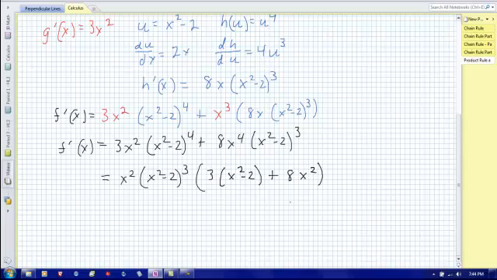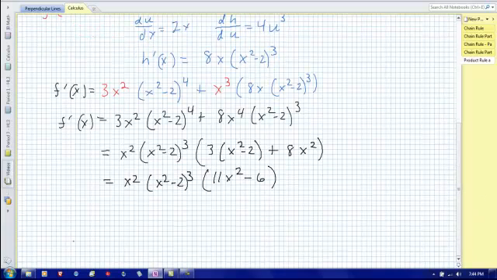Clean that up a little bit. Let's see. We have x squared times x squared minus 2 cubed. Now we've got 3x squared minus 6. We can add that to the 8x squared, and we have 11x squared minus 6. I think that's as far as we need to take it. That looks pretty good.